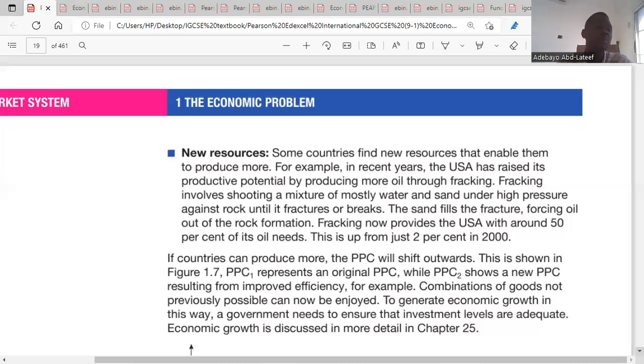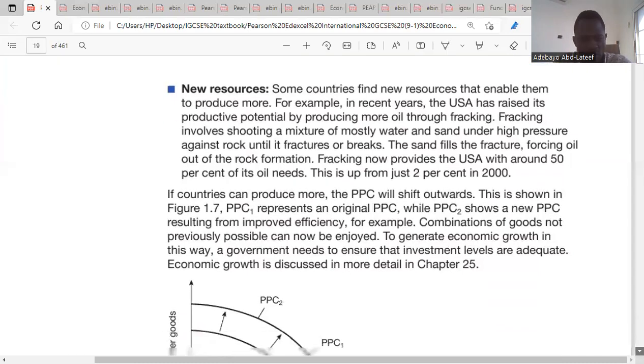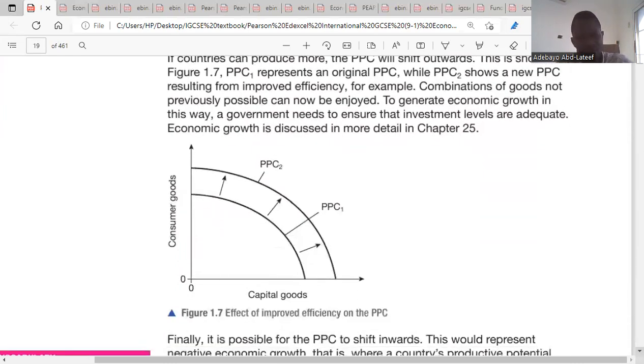So a PPC that shifts inward is a negative economic growth. That is economic decline. So if your PPC is shifting outward, it's economic growth. If it's shifting inward, it is economic decline. I think you understand the difference here. Then we go down. Look at what we have here. We have consumer goods and capital goods. So we have PPC1, PPC2.